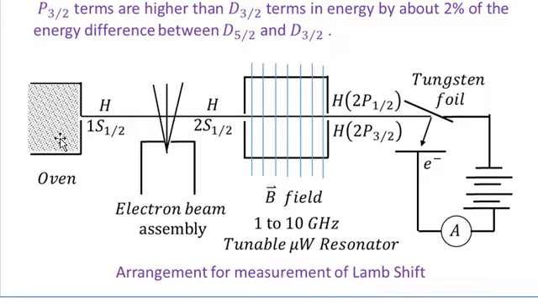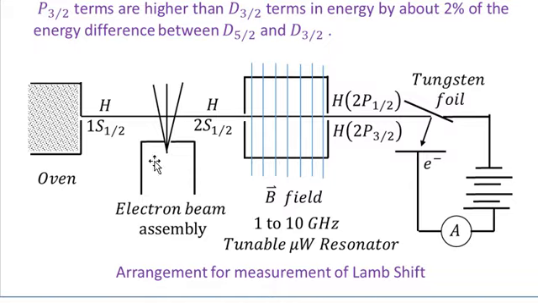This is an oven on the left hand side of this experimental setup, which contains a hydrogen molecule, H2. We raise the temperature in the oven up to about 2500 degrees centigrade, so that the H2 molecule will break up, will dissociate into atomic hydrogen. Then atomic hydrogen in the ground state is produced, and the ground state of the hydrogen atom which will come out from the oven is 1S1/2.